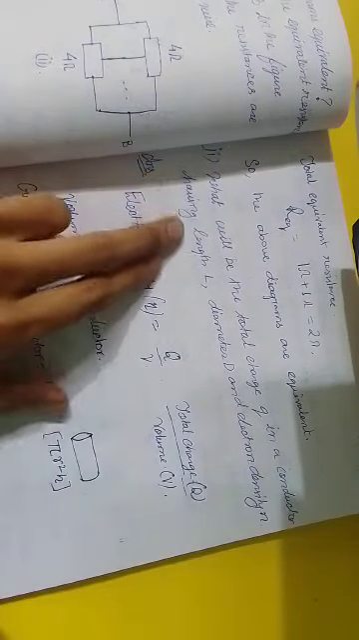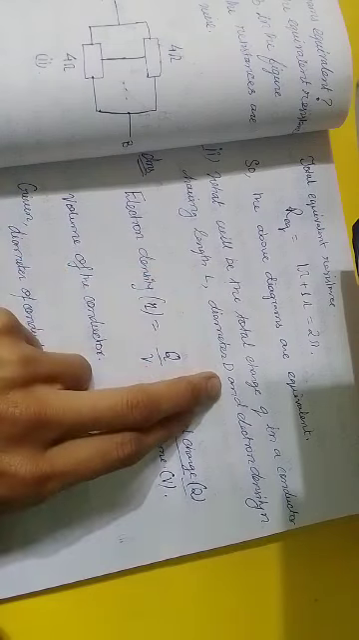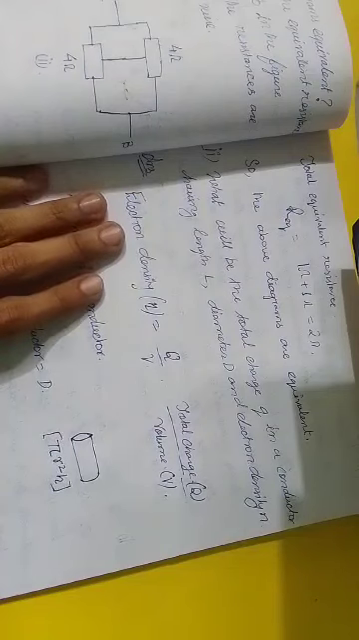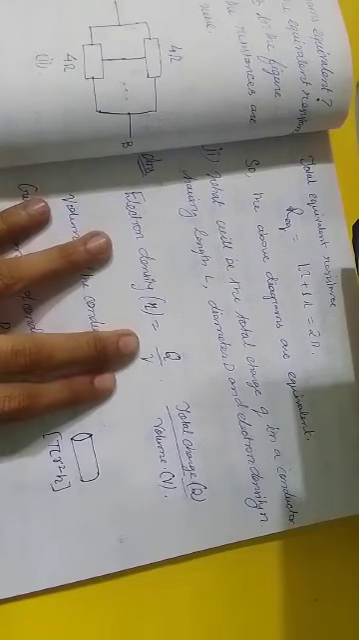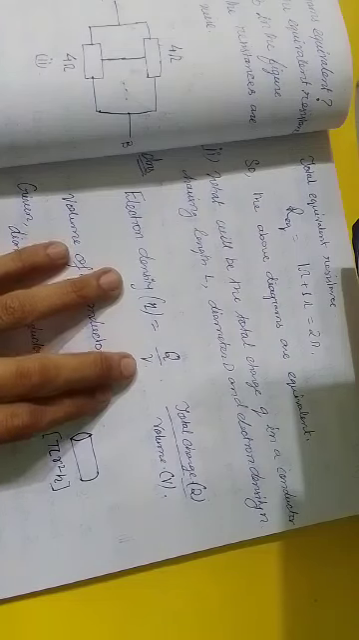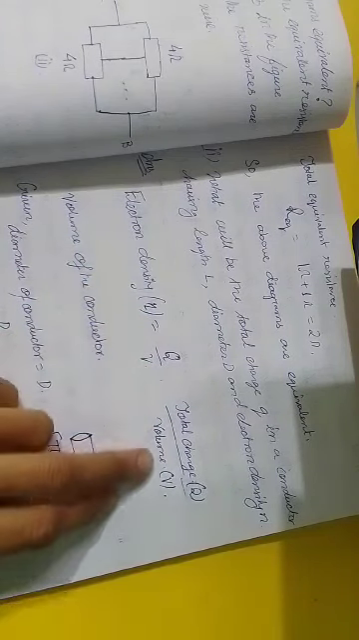What will be the total charge q in a conductor having length l, diameter d and electron density n? So we know electron density is given by q by v, where q is the total charge and v is the volume.